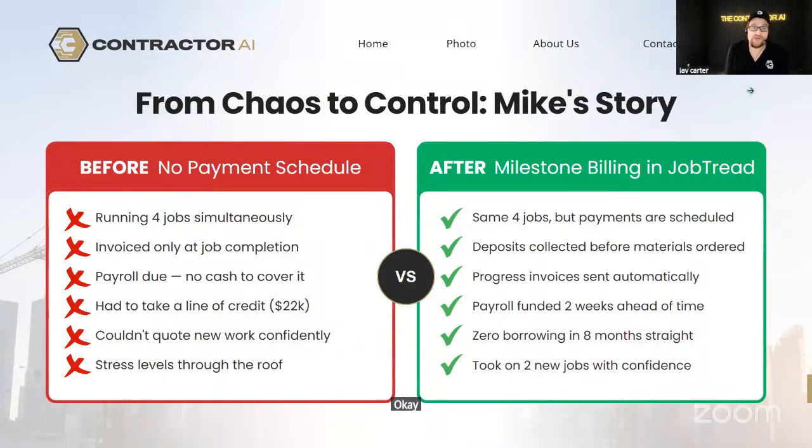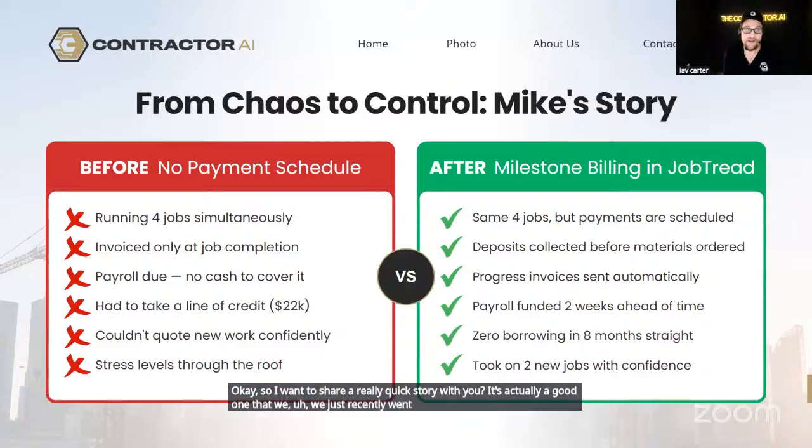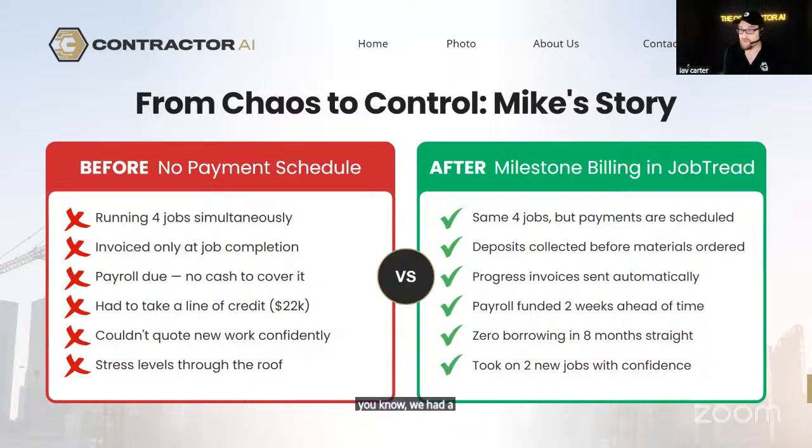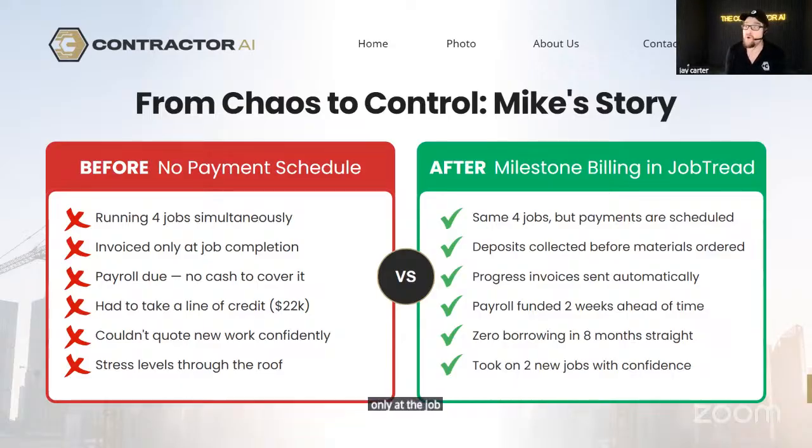So I want to share a really quick story with you. It's actually a good one that we just recently went through. We had a contractor we're working with who was running 4 jobs simultaneously, big remodeling projects. Invoices only at job completion, so a majority of his payments were towards the end, which was quite silly. He was doing some larger projects, but would forget to invoice or get tied up and send the invoices late. Payroll was due and no cash to cover it.